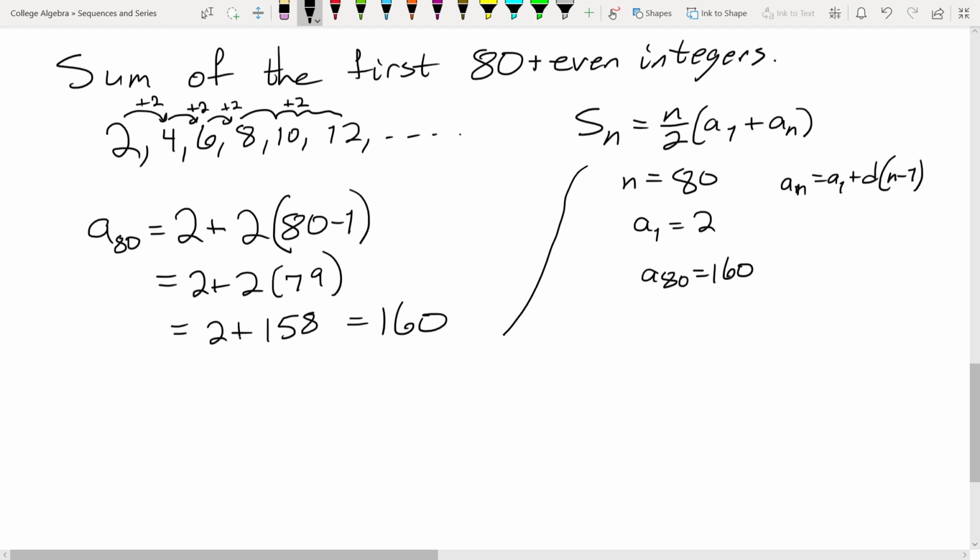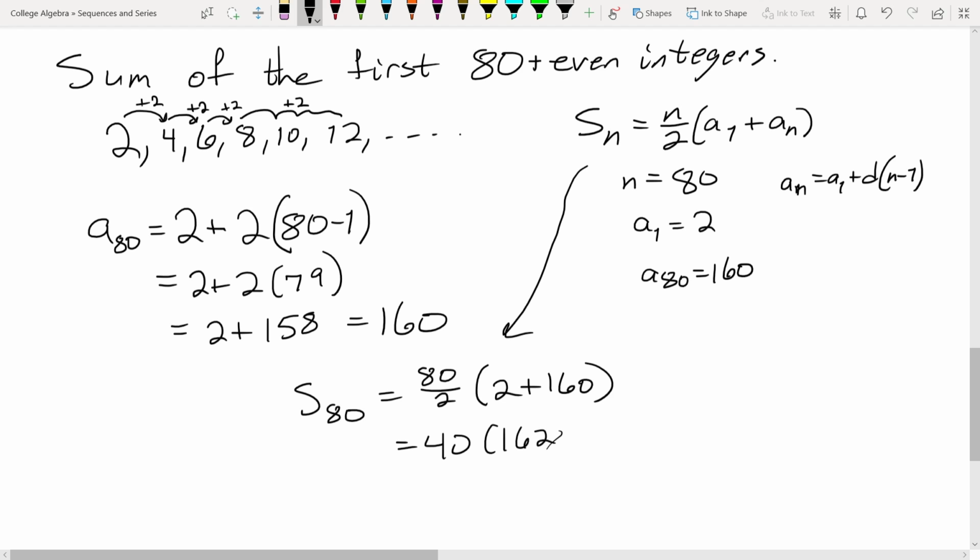So now we can take this formula and plug in. The sum of the first 80 positive even integers is going to be 80 over 2 times 2 plus 160. 40 times 162, which equals 6480. Okay, and that's how we find a partial sum for an arithmetic series.